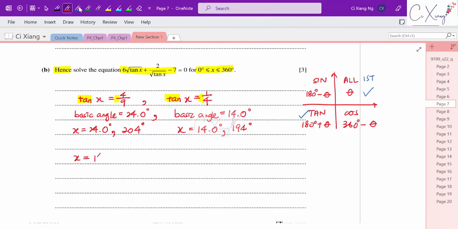Usually I will write out the answers from the smallest value to the largest value. So this is the answer for the value of x.